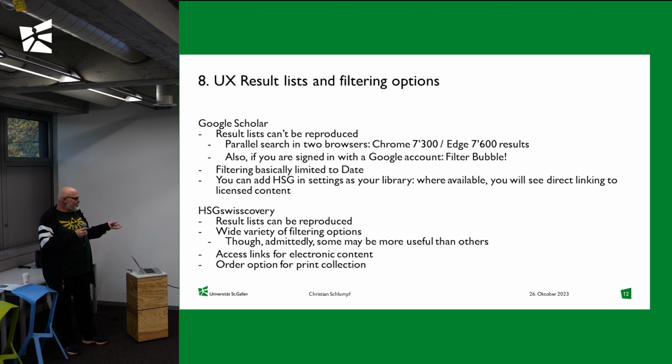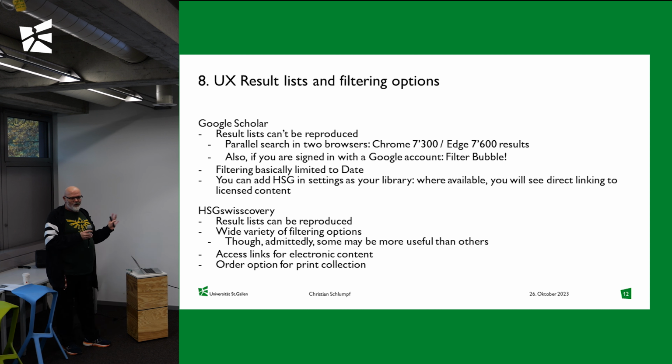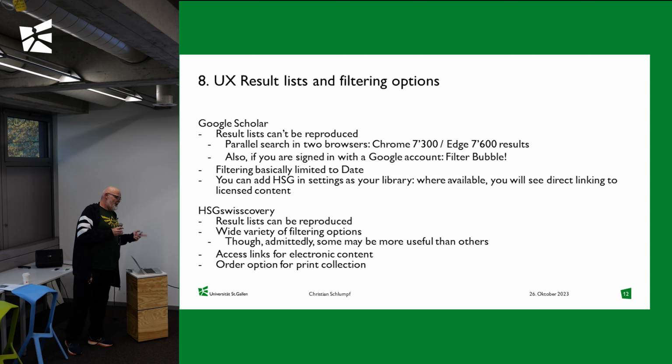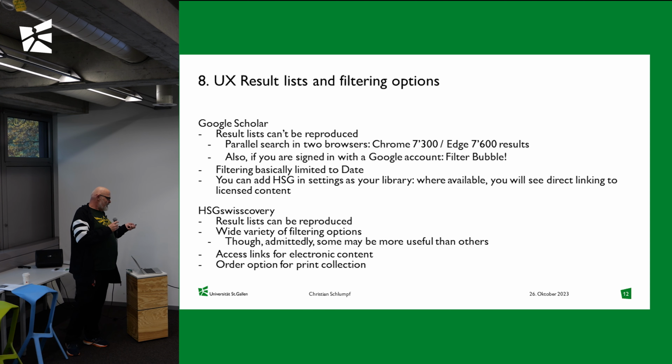HSG Swisscovery, in return, the result lists can be reproduced. There is a wide variety of filtering options, though admittedly not all are as useful as all of them. My personal preference depends on your research. You can filter by resource type. You can say, I just want to have books, I just want to have DVDs, I just want to have newspaper articles. You can't do that with Google Scholar. And of course, there is an access link for electronic content and an order option for printed holdings.